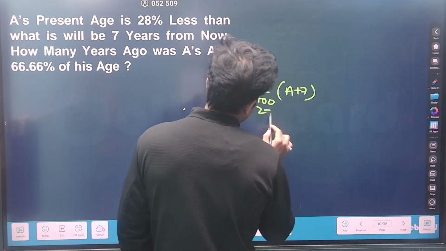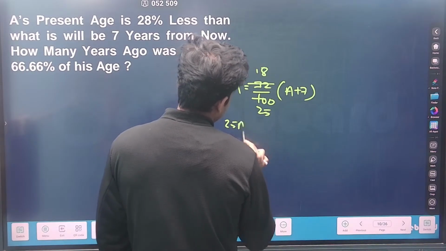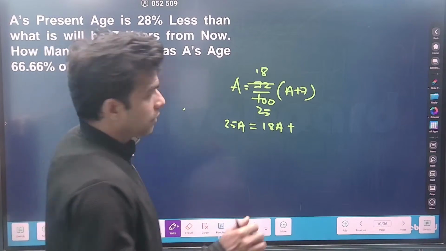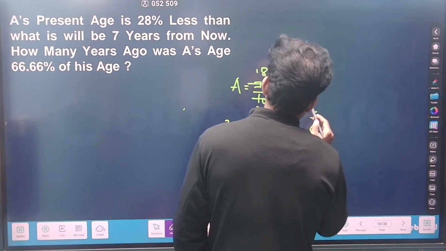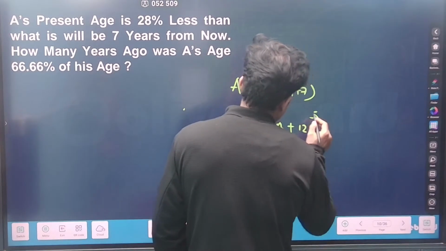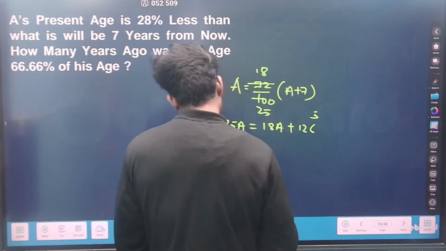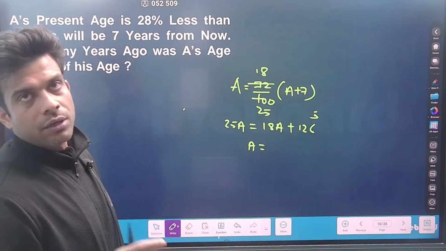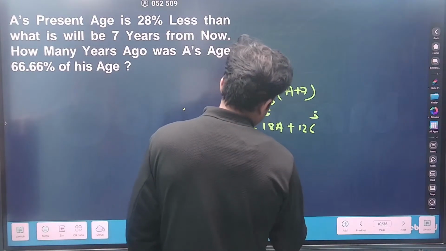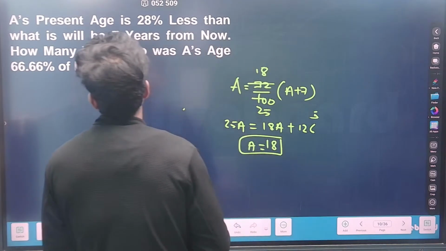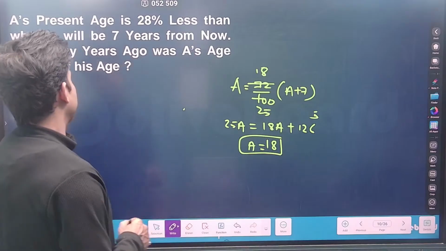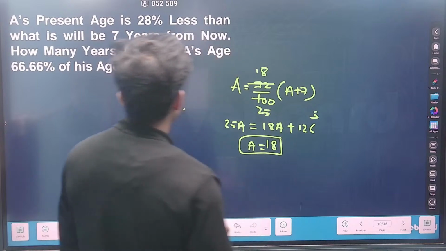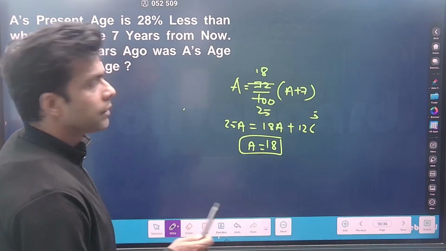This goes 25 times. So basically 25A is equal to 18A plus 18 into 7, which is 126. Okay. From here, A is equal to basically how much? From here you can figure out the value of A, which would give you 18. They're asking how many years ago was A's age 66% of his age. So now you can understand this is A's age 7 years hence.